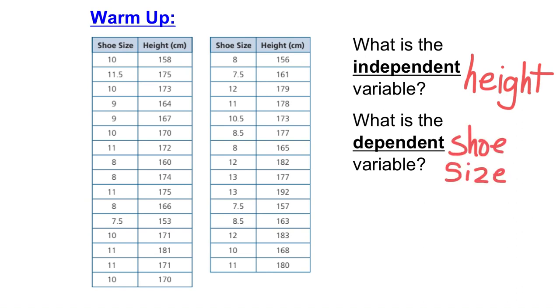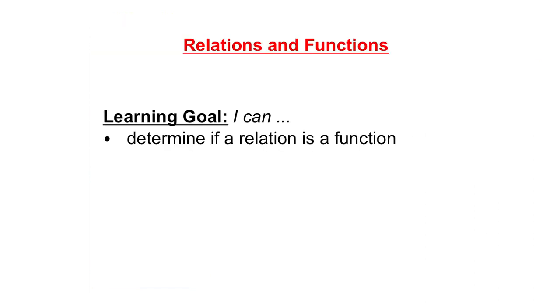Now we're going to pick up on this in a minute, but just remember that we are focusing on these variables and the relationship between them. This lesson is about relations and functions. Our goal is to determine if a relation is a function. So there's some terminology here. The first word is relation, and the second word is function. We're going to talk about what those are and how to tell if a relation is what we call a function. Now, this course is all about functions, so it makes sense that we're starting with an understanding of what a function is.